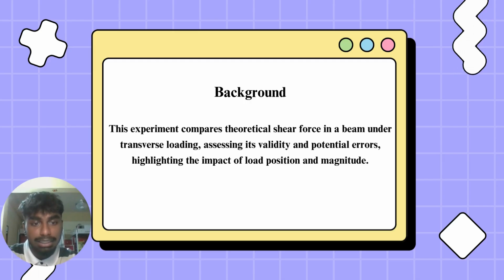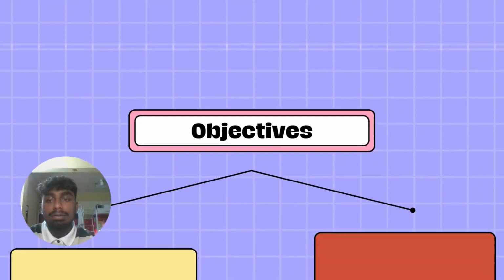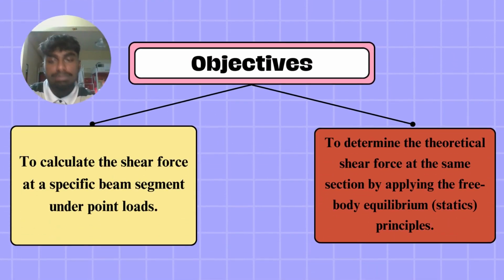The beam is cut at different distances, also demonstrating the effect of load position and magnitude on shear. And last but not least, comparing theoretical shear force with the experimental results helps us to assess the validity and also the potential errors.